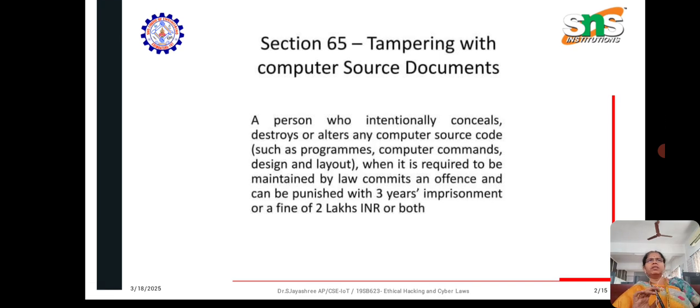Then what is the punishment? When it is required to be maintained by law, the person commits an offense and can be punished with 3 years imprisonment or a fine of 2 lakh rupees. So the punishment is either a jail term of 3 years, or a fine of 2 lakh Indian rupees, or both. In some cases, both will be awarded based on the crimes committed. So this is section 65.